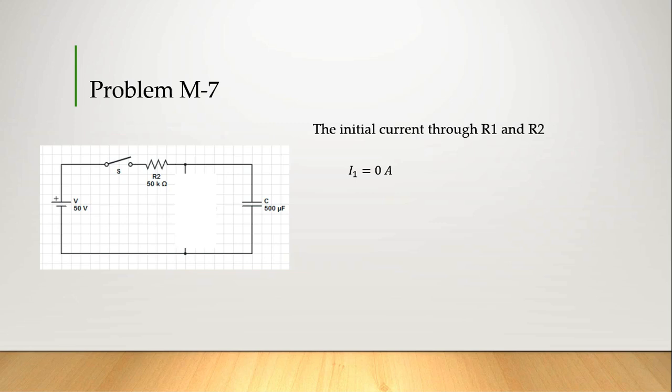Well, I can figure out the current through the 50 kilo ohm resistor. V equals IR, 50 divided by 50,000 equals 1 milliamp. So that's the amount of current through the second resistor.